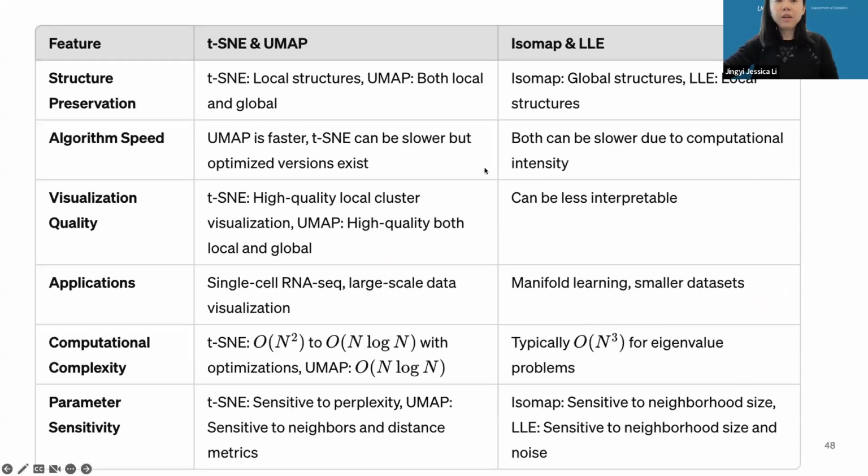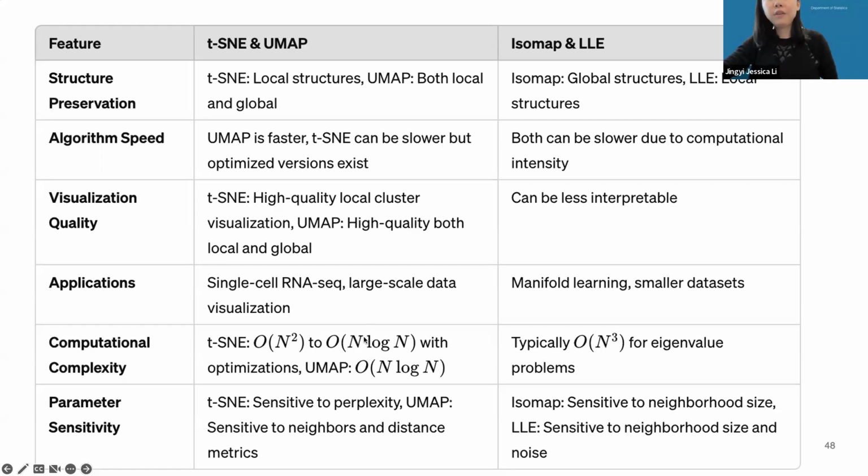Okay, so compared to the previous methods, ISOMAP and LLE, t-SNE and UMAP have this computational efficiency. So what it means here is how the computational time scales with the number of data points. And in our case, number of cells. When it's n squared, it's faster than n cubic. N cubic is really slow. And then for some acceleration algorithm, you can reduce n squared to n log n, which is faster than n squared.